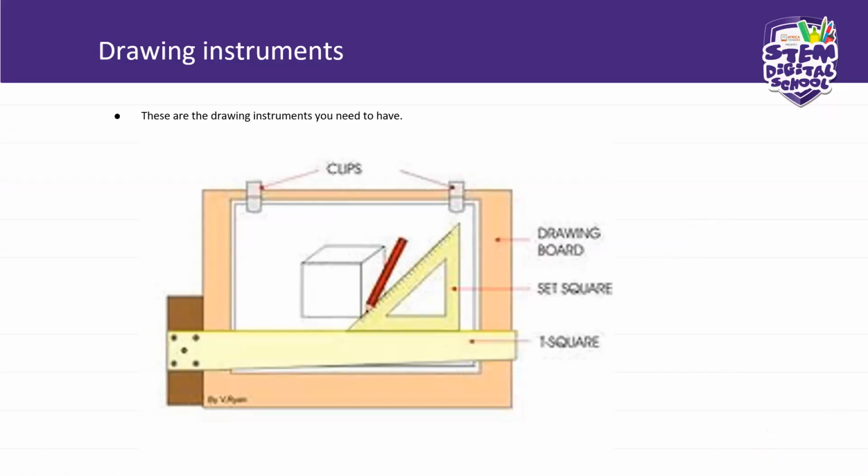I know that some of you don't have the drawing instruments that are displayed here. I know that some of you use the ruler instead of the T-square. I would really prefer for you to have a T-square, but if you don't have it, you can use the ruler meanwhile. All right. If you don't have these set squares, you can use mathematical instruments.